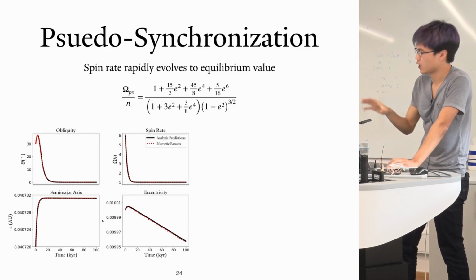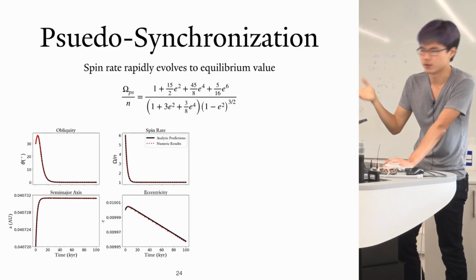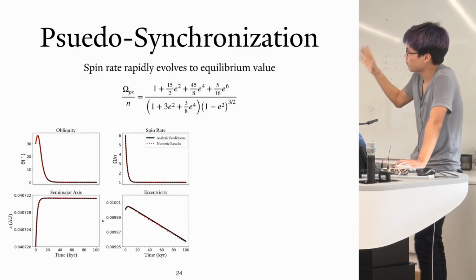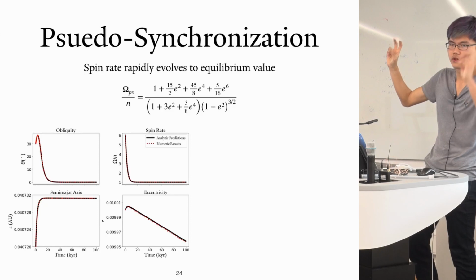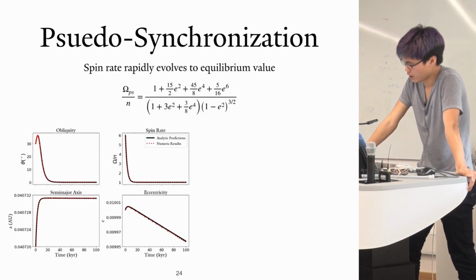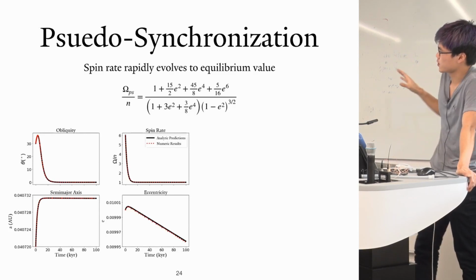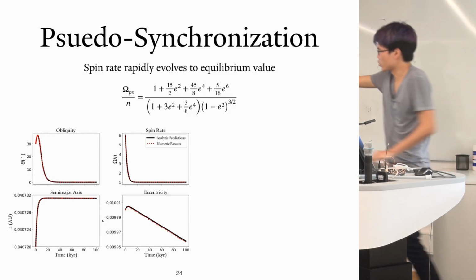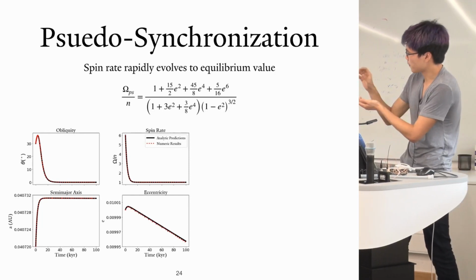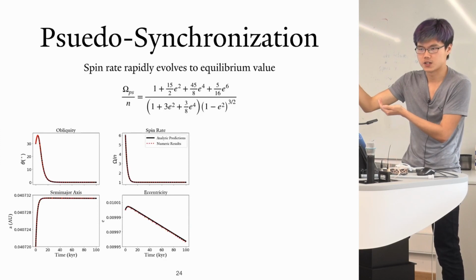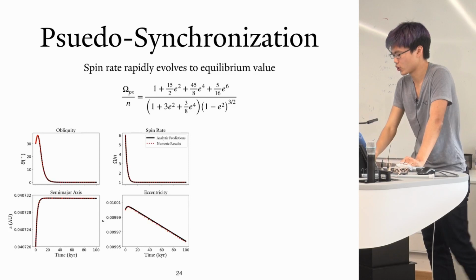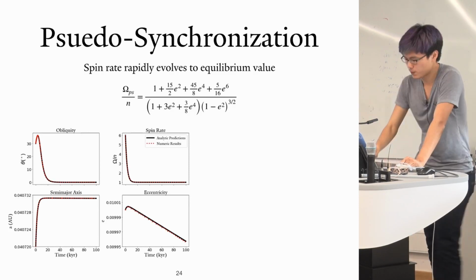Pseudosynchronization is one of the primary predictions of the equilibrium tide theory, which states that the spin rate of a planet will rapidly evolve to this pseudosynchronous equilibrium value, which is given as a function of eccentricity up here. So what we ended up doing to test this was we ran this simulation here 80 more times with the same initial conditions, except varying the initial eccentricity of our system from 0 to 0.8. Evolved each simulation for 1 million years and plotted the final spin rates.